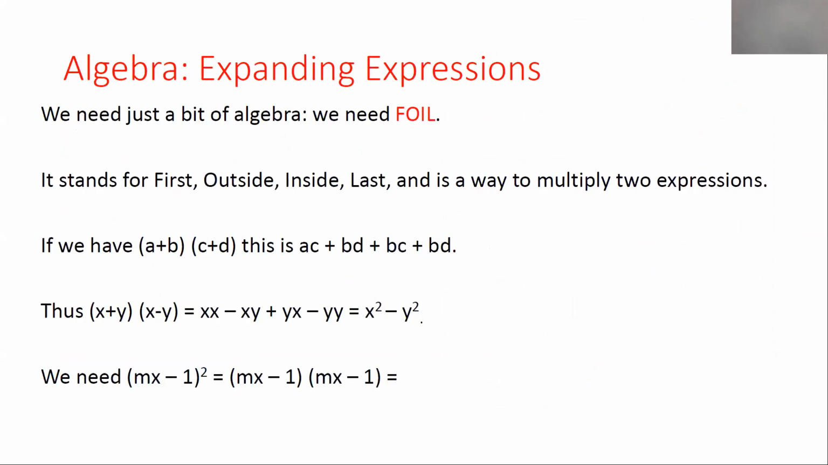And the last thing we need is called FOIL. First, outside, inside, last. This is how we multiply two different things. So if I have a plus b times c plus d, and I want to multiply them, I get a times c is ac, that's the first times the first. And the last is the outside, which is going to be a times, oops, I did them the wrong way.